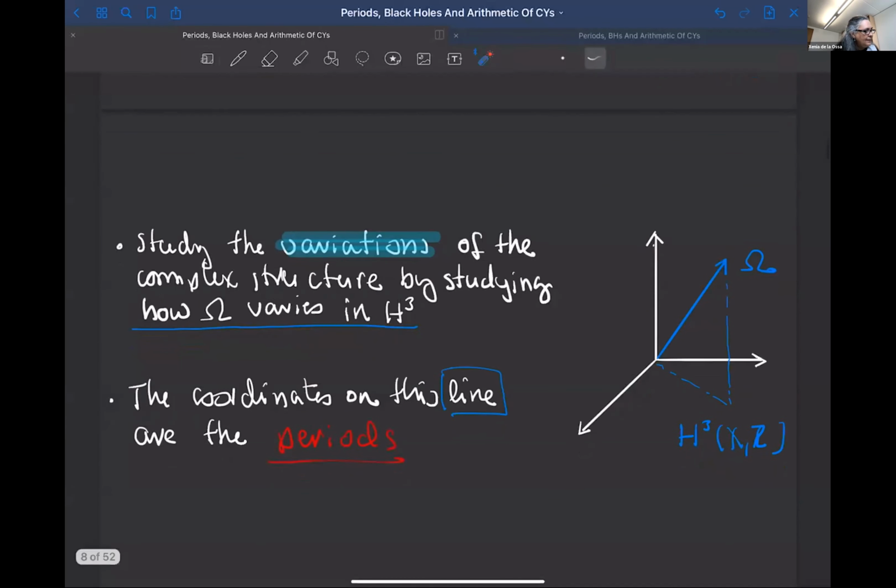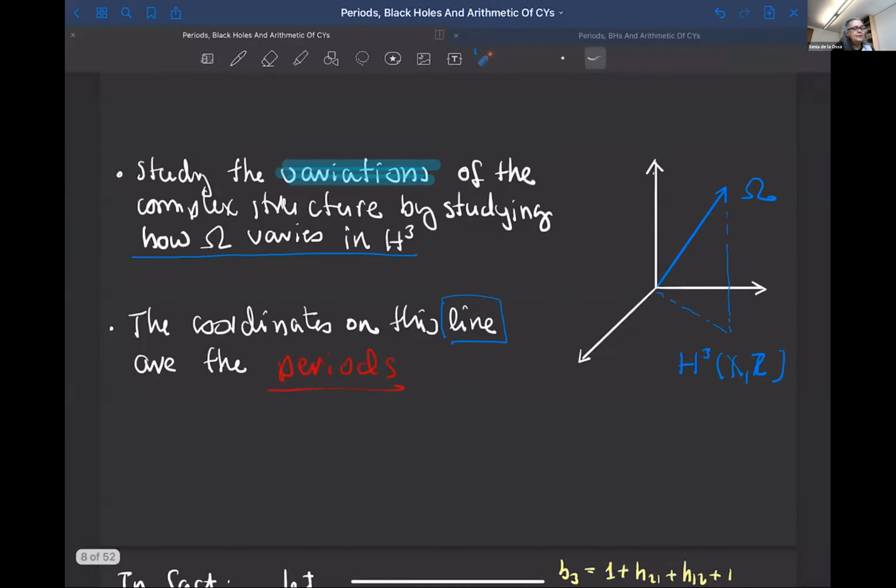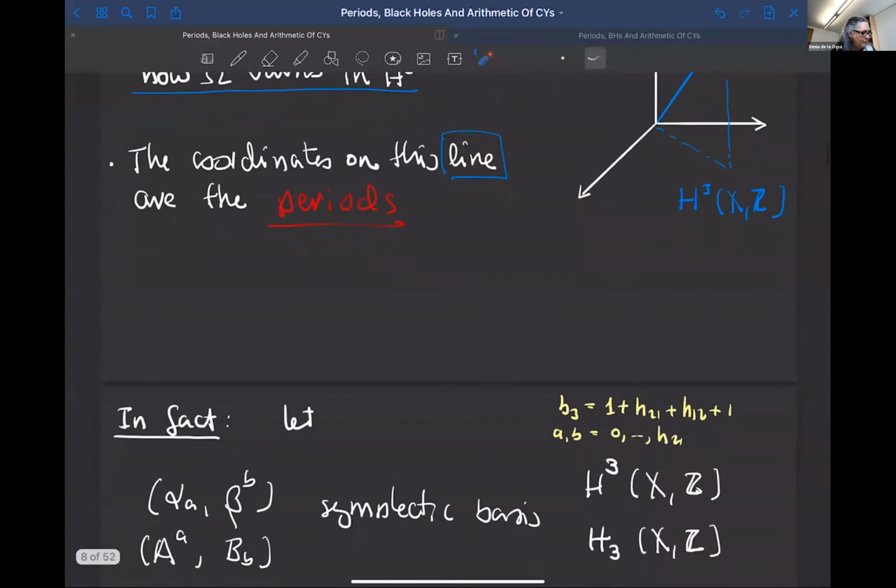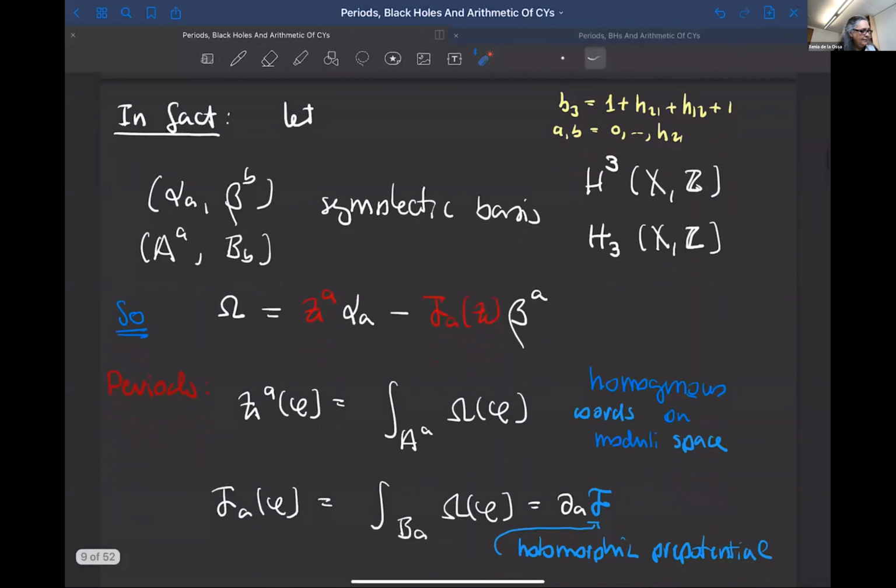One way to study the variation of these complex structures is by studying how omega varies inside H^3, so how it moves inside this space. The coordinates on this line are precisely what we call the periods of the holomorphic 3-form. More precisely, consider a symplectic basis of the third cohomology or the third homology. The alphas and betas here are a basis of the third cohomology group.